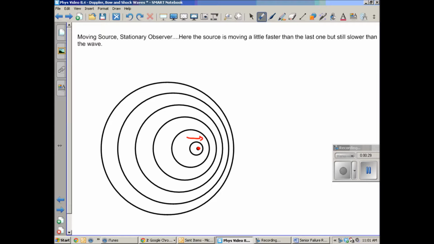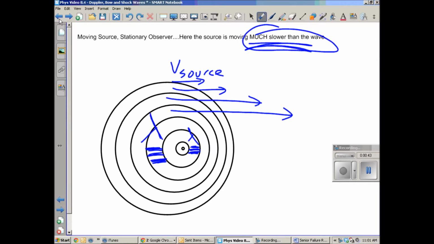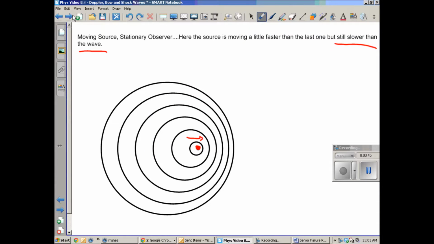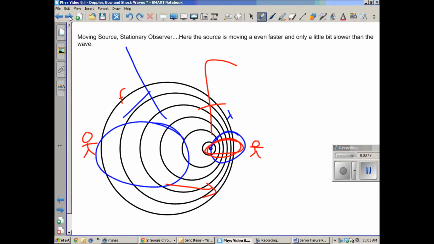But notice, in everything we talked about in the last video, the source was still moving slower than the wave that it created, which is why the source, this little dot here in the middle, never got ahead of the circular waves that it was creating. Okay, it did get, though, if you go from slower to regular speed to faster, closer and closer to sort of catching up with those waves.